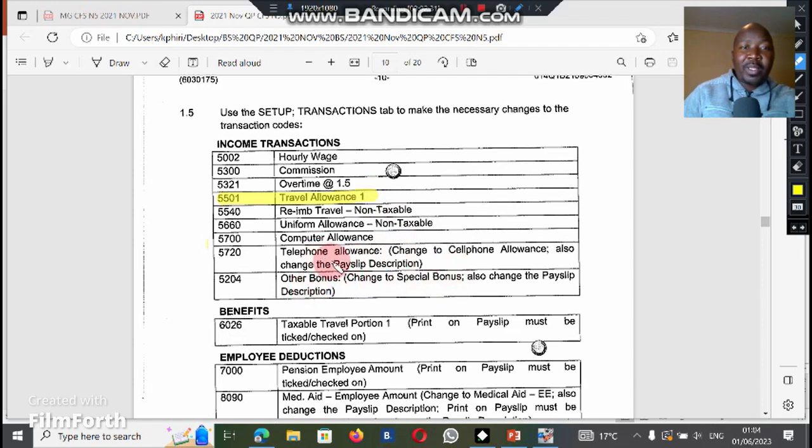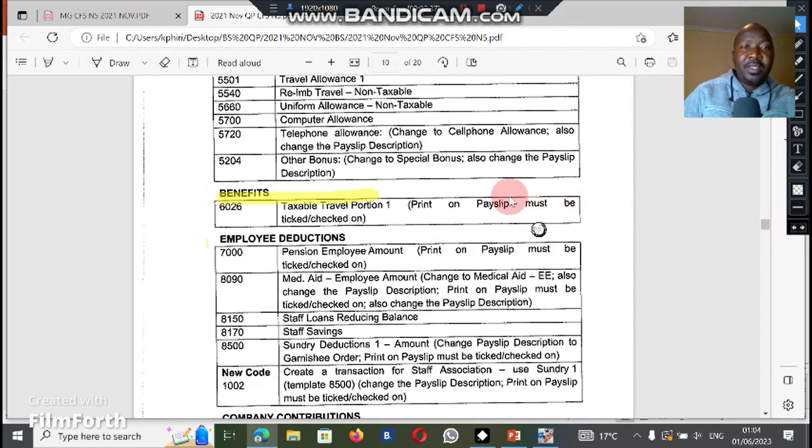Now we're going to look for whether the employee also has a pension fund. If you check, there is a pension fund. The company's got a pension fund. There is medical aid. Already, all those codes must be captured. Remember, UIF is also compulsory.